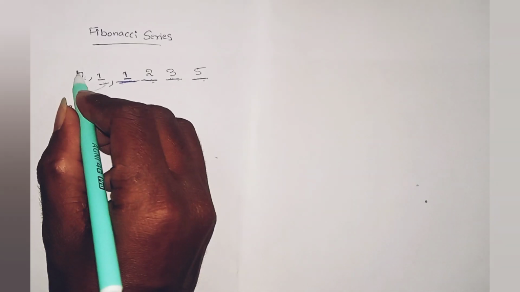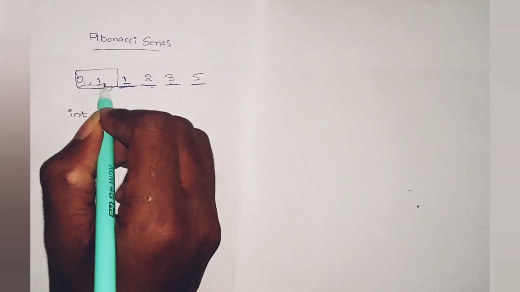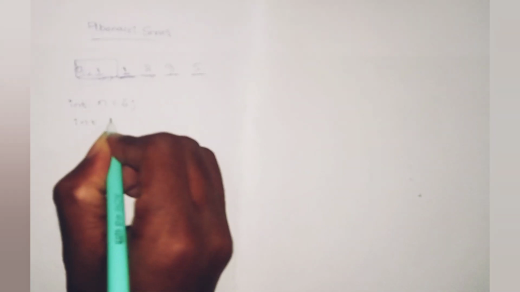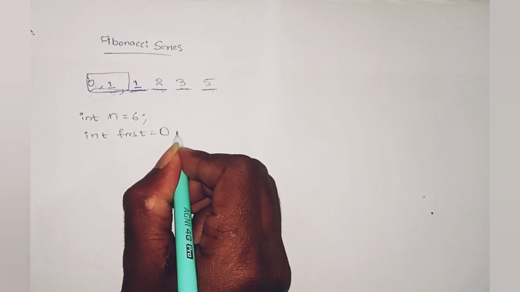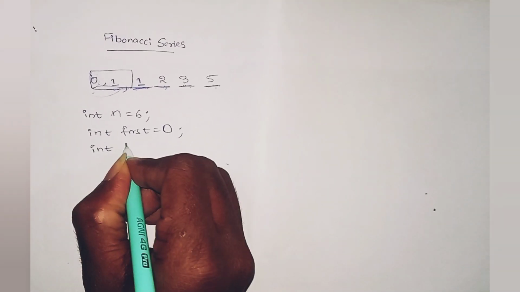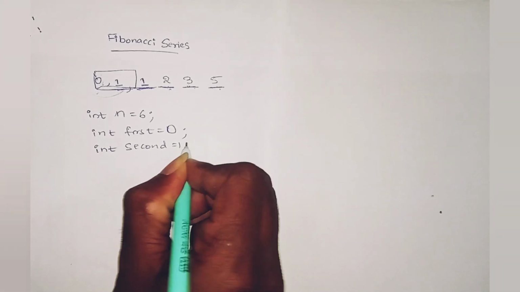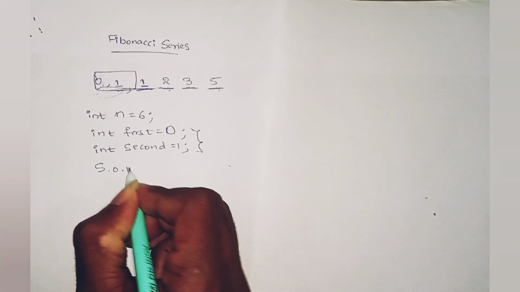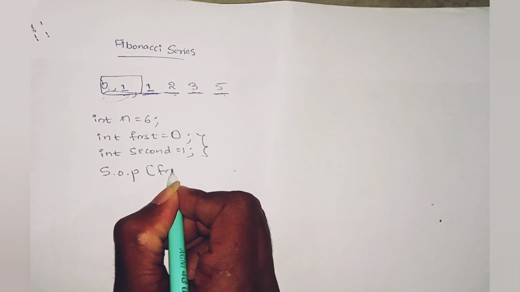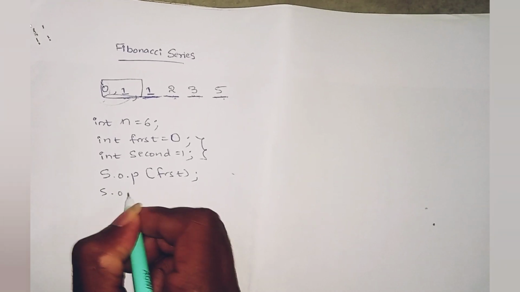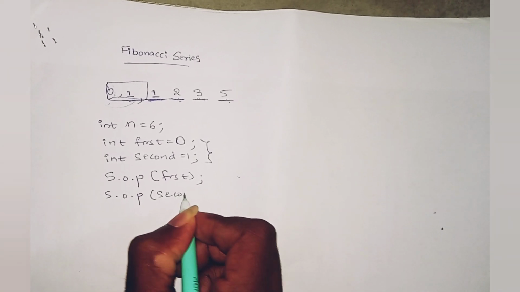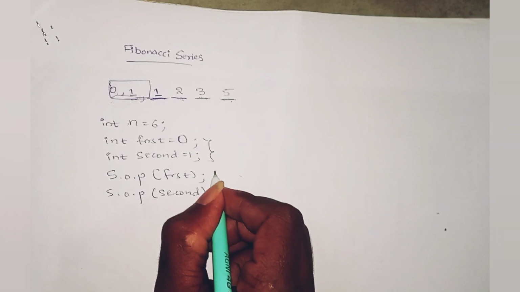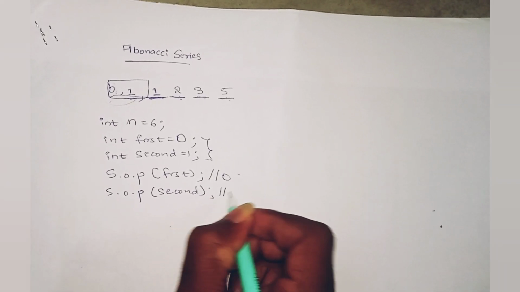Now as I said, in Fibonacci series the first two terms are fixed. So let us take int first is equal to 0, and int second is equal to 1. These two numbers are fixed, right? Now let us try to print both the first and second numbers, that is System.out.println(first), System.out.println(second). Now when you try to execute it, you may get the first number as 0 and the second number as 1. These are fixed values in Fibonacci series, right?